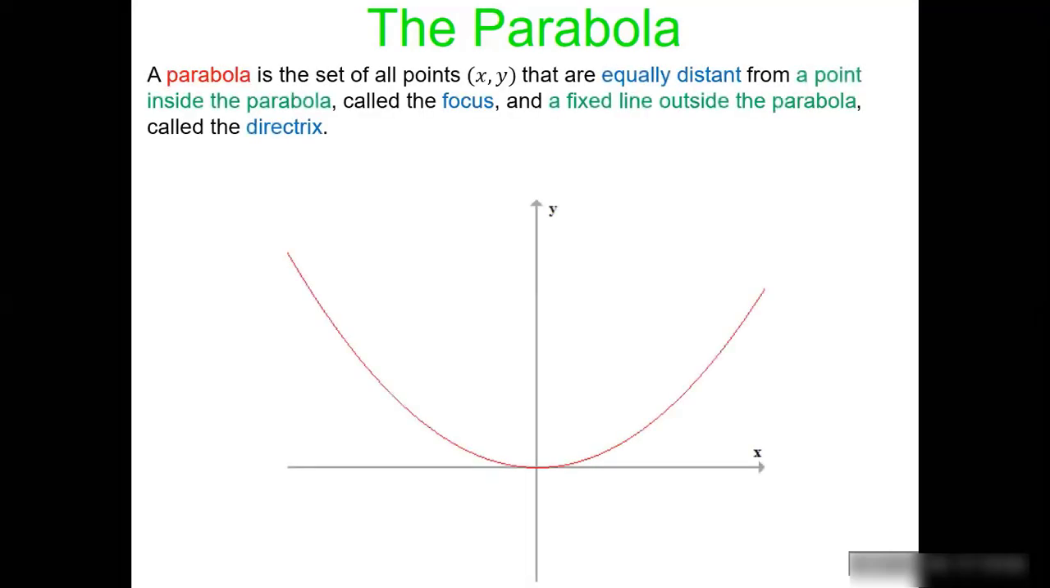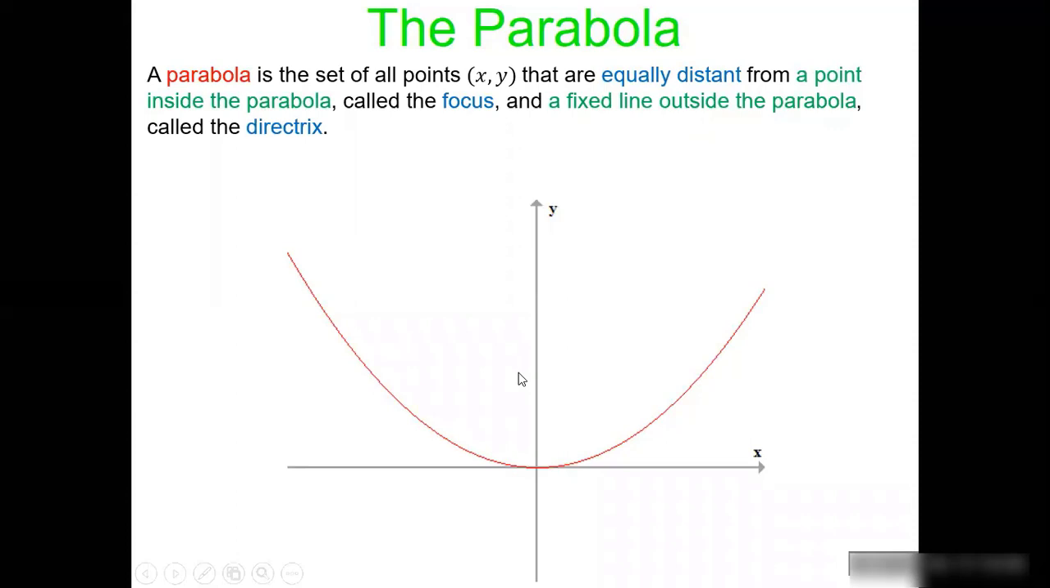In this lesson, we're going to be learning about the last type of conic section. And it turns out that this conic section is much different, not only in its shape, but also in its equation and its features than the other three conic sections, being the circle, ellipse, and hyperbola.